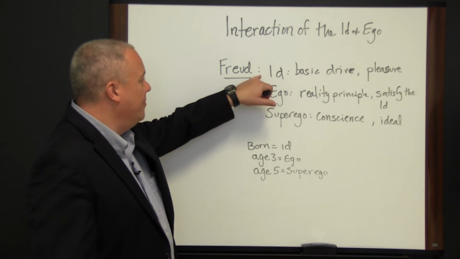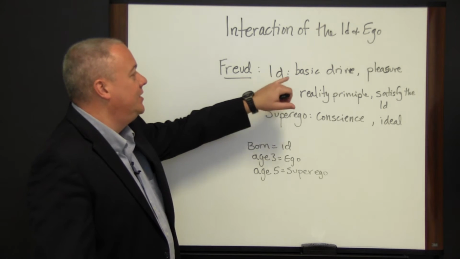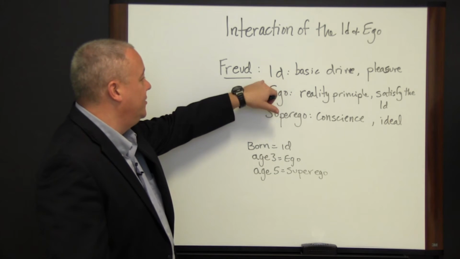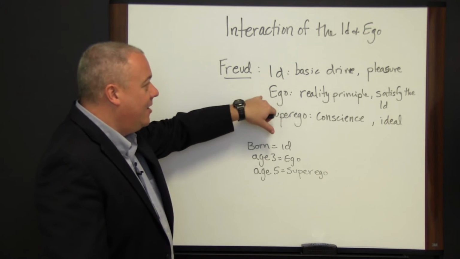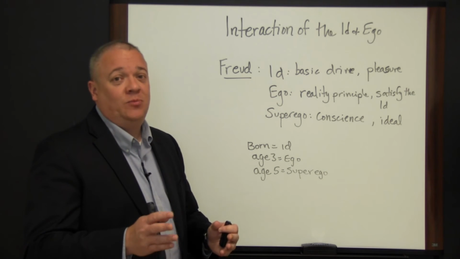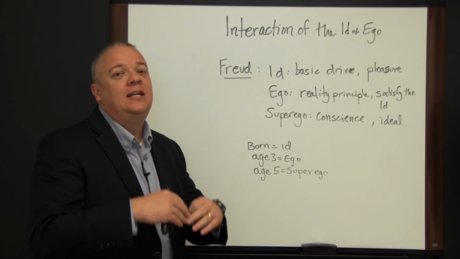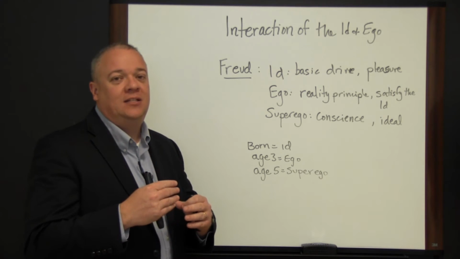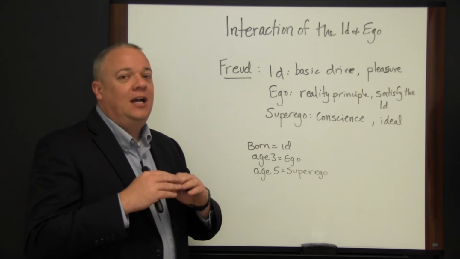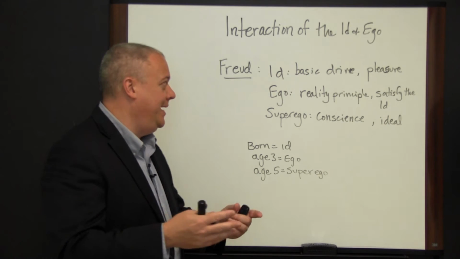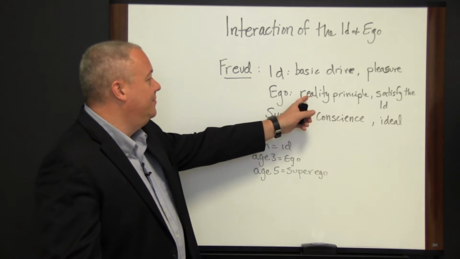So remember, the id is the basic drives. It's based on pleasure, and it wants it now. Pleasure and aggression, basic drives, born with it. The ego is based on the reality principle. This is the way things are really happening right now. This is the current circumstance. How am I going to meet the current circumstance, satisfy the needs of the id, but not produce prolonged pain? So it satisfies the id based on reality.